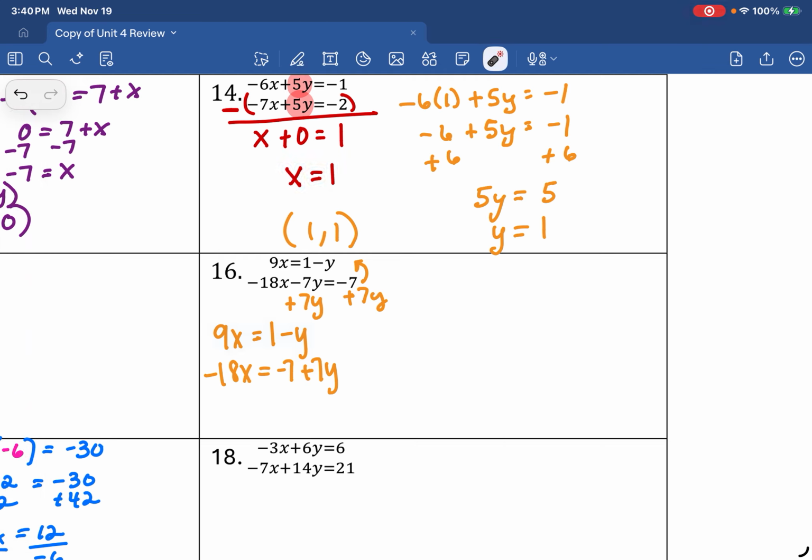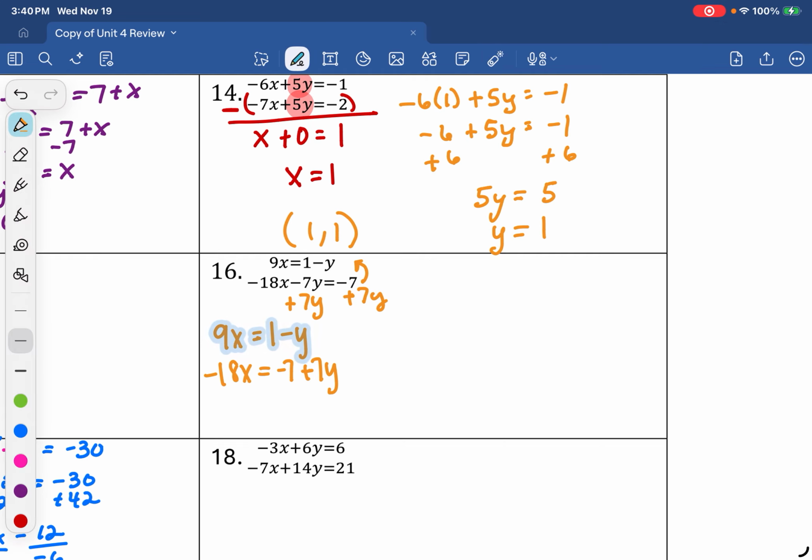Now, we have some options here. We do not have a common coefficient, but we can make our x's match or our y's. To make our x's match, we multiply the top equation by 2. To make the y's, we multiply the top equation by 7. I don't know about y'all, but I would much rather multiply by 2. So we're going to multiply that top equation by 2. 2 times 9x is 18x. 2 times 1 is 2. 2 times negative y is negative 2y. Then we just bring over the bottom equation. Negative 18x is equal to negative 7 plus 7y.